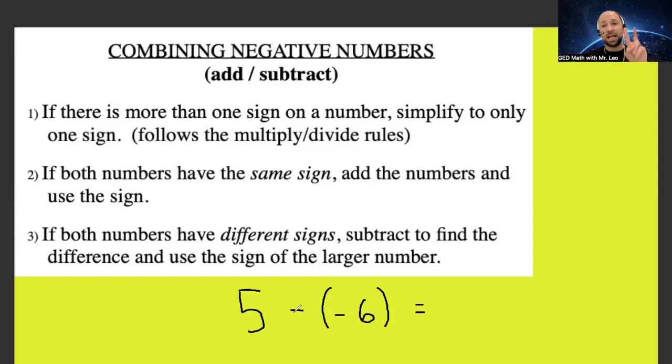So this 6 has 2 signs. The parentheses we don't worry about, that's just to stay organized. They could be there, they could not be there. The 6 has 2 signs. Now that's a problem. We need to change that. Step 1 says, if there is more than one sign on a number, simplify to only one sign. This follows the multiply divide rules. This follows the rules we've already studied.